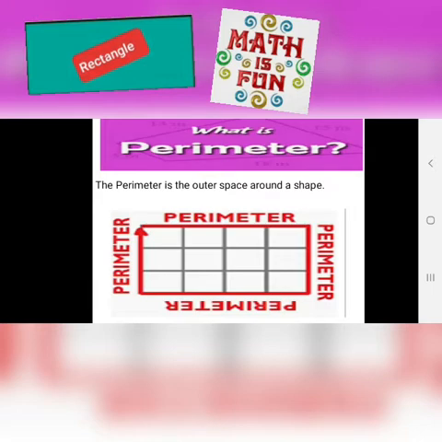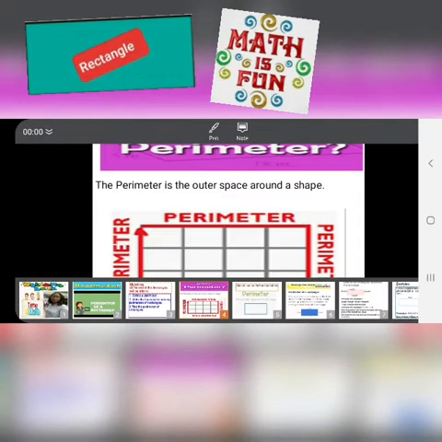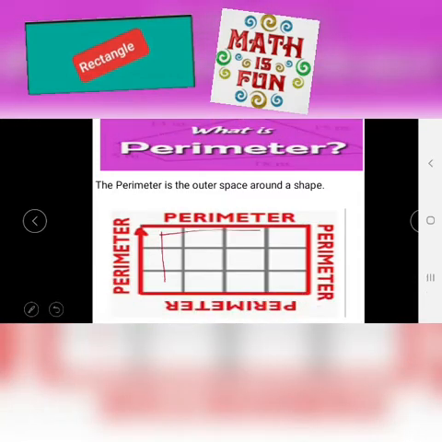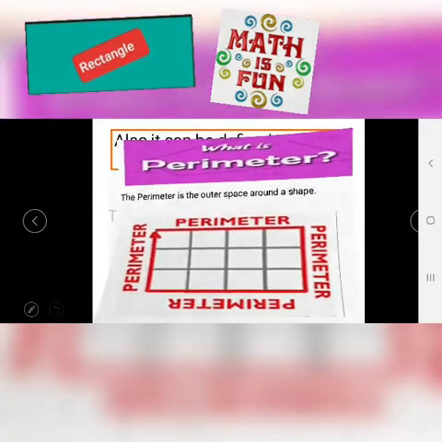All right, so what is perimeter? Perimeter is the outer space around a shape. Just imagine you have your rectangle. Let me pick my pen. You have your rectangle here. The outer space around this rectangle is what we call the perimeter, and that is what we're looking for.